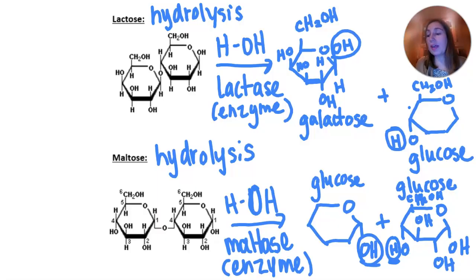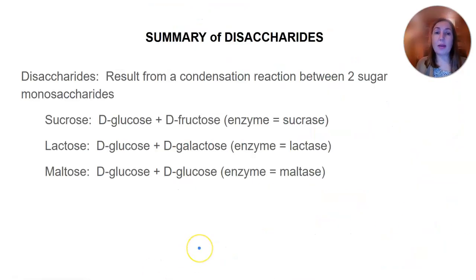It's more important that we see the big picture, how hydrolysis takes these disaccharides like lactose, uses an enzyme, lactase, to break it up into two monosaccharides, galactose and glucose. Maltose, when it undergoes hydrolysis by maltase, breaks up into monosaccharides, two molecules of glucose. So let's look at just a summary of what's happening here.